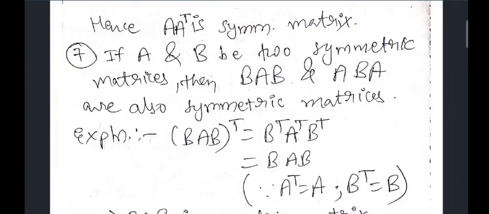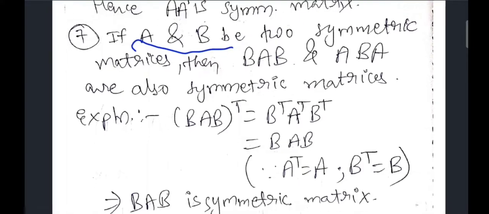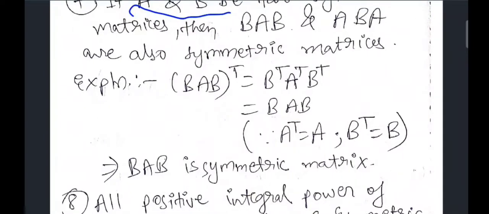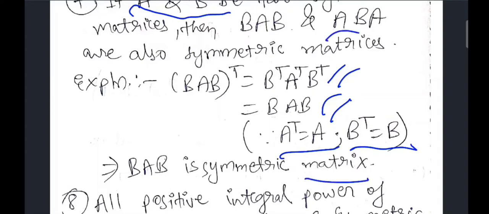Now if A and B are two symmetric matrices, and over here it is necessary that they are symmetric, in the seventh condition, then BAB and ABA are also symmetric matrices. So you try to take the transpose, and you clearly get that BAB transpose is equal to B transpose A transpose B transpose, so it is BAB. Since A transpose equals A and B transpose equals B, BAB is symmetric. Similarly you can prove it for ABA; there is nothing big in it.